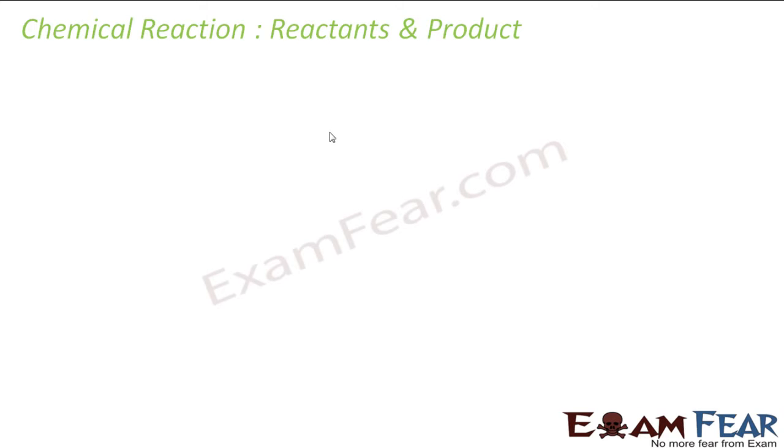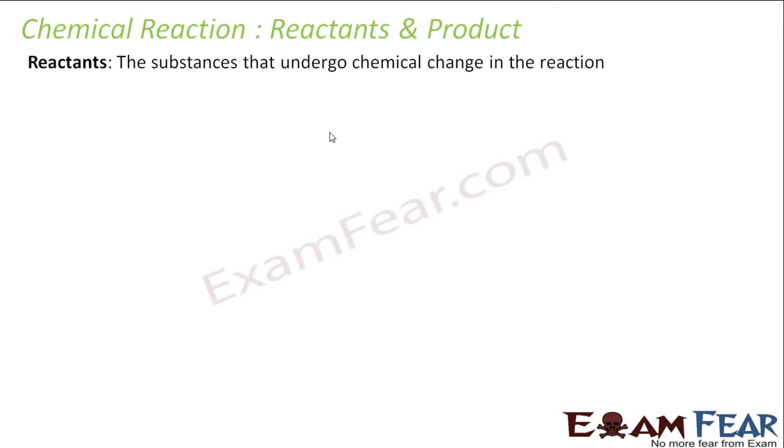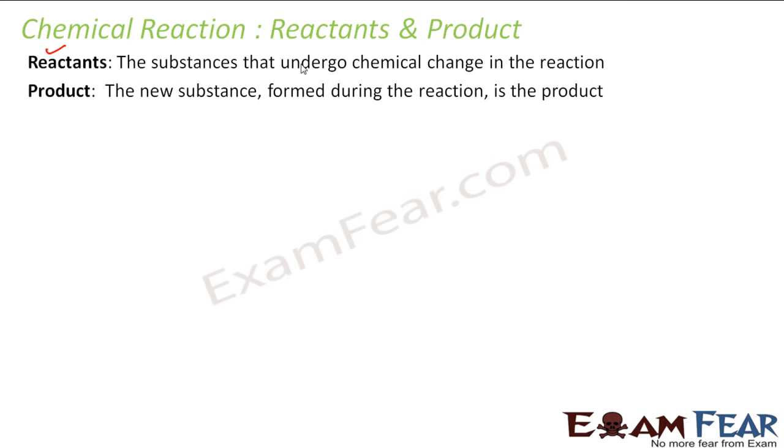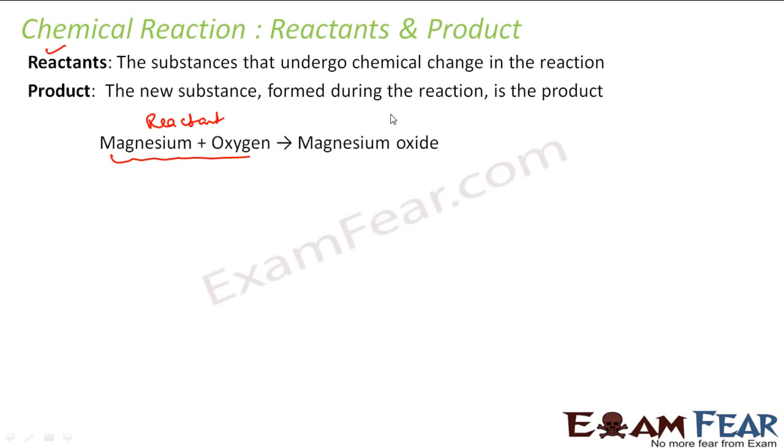So a chemical reaction typically has reactants and products. The reactant is nothing but the substance that undergoes change, and the product is nothing but the new substance that is formed. For example, in this case, my magnesium and oxygen are what is undergoing change, right? So they are reactants. Magnesium oxide is the final output. So this is a product, and they are separated by a line.